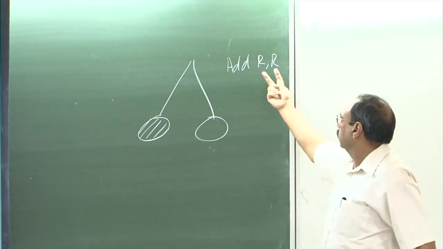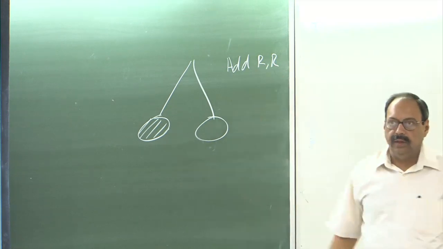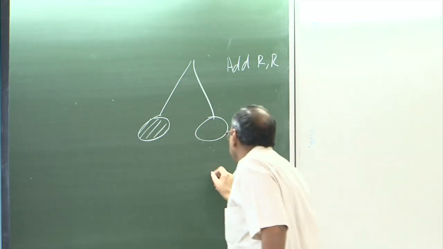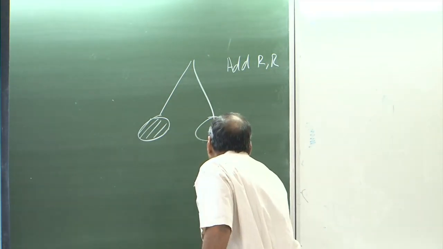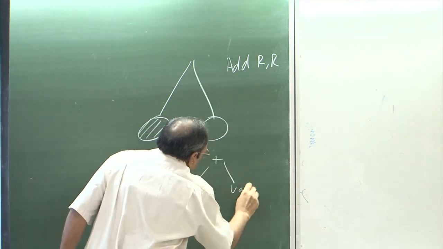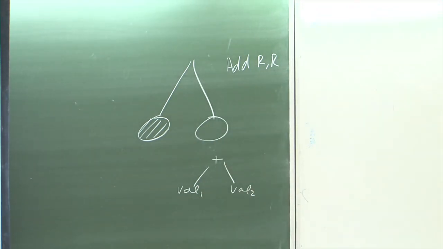Depending upon actual registers, these could be any two registers from the register pool. Now suppose I find this template. Then my template in the tree may look something like this: I may have an addition, and I may have some value, let's say value 1, and value 2 here. So I can find that this template is actually something similar to this, provided these value 1 and value 2 are in registers.